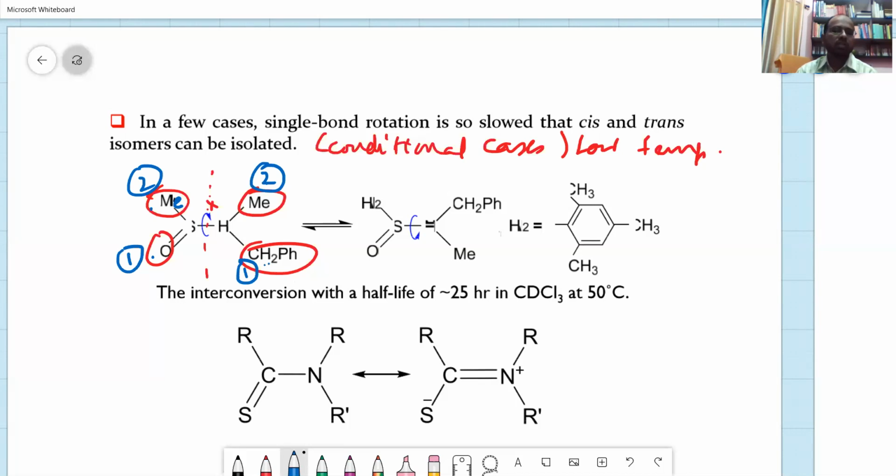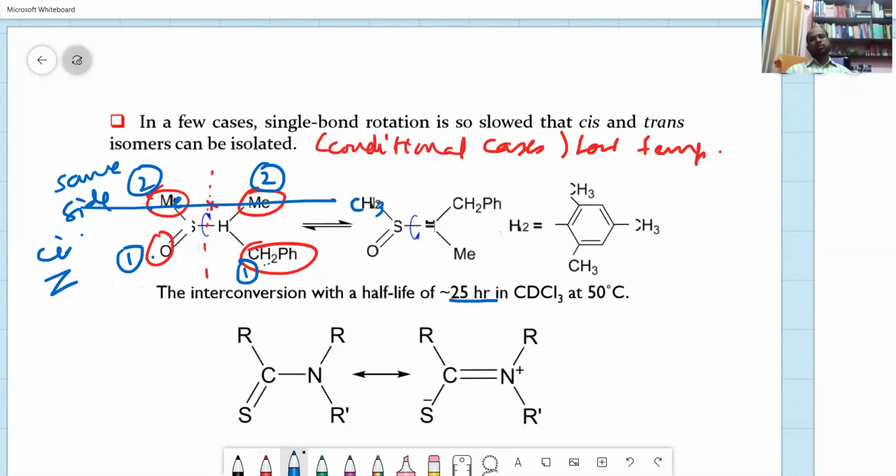So when you look at this, both the groups are on the same side. Therefore, it is the cis isomer or Z isomer. So that is being given out by some kind of rotation there. Here, this is also CH3 actually. Interconversion should be very slow, and in deuterated chloroform it is taking place like that. Here also the same example is there.